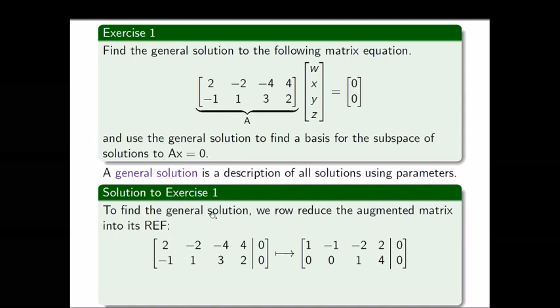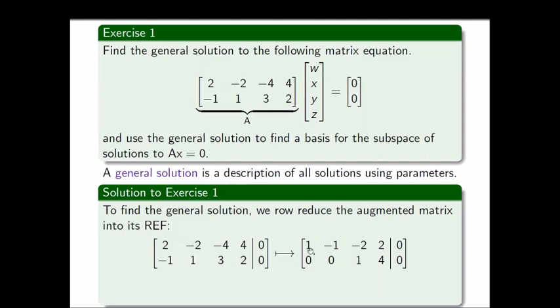To find the general solution, we're first going to row reduce the augmented matrix into its REF. This is a homogeneous linear system, so we can write its augmented matrix by taking all the coefficients and the constants, and then we can compute its row echelon form. This matrix is equivalent to the first matrix, and it's in row echelon form. We have leading ones in both the rows.